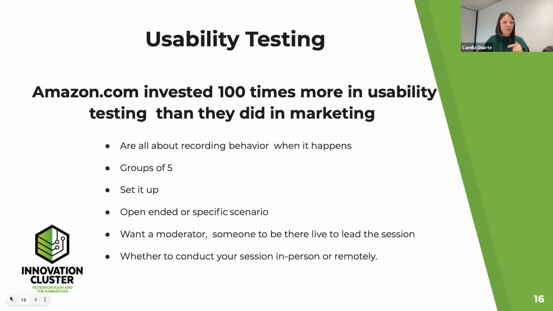This is another big one for those of you in tech and apps, in the design of applications, etc. In the first year, Amazon invested 100 times more in usability testing than they did in marketing. And according to Jeff Bezos, this was a strategy that led to Amazon's success. Usability testing, we use it a lot when we're working on applications and landing pages and the UX design and the format of certain tech apps.